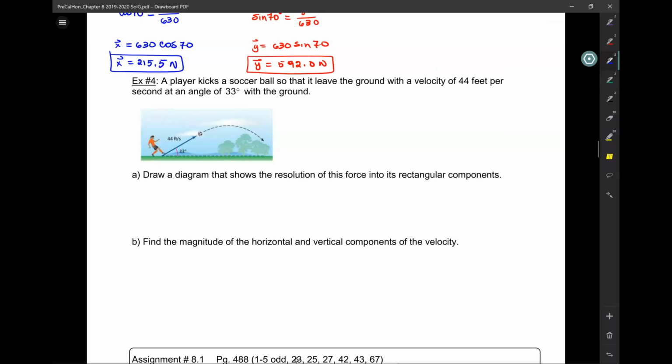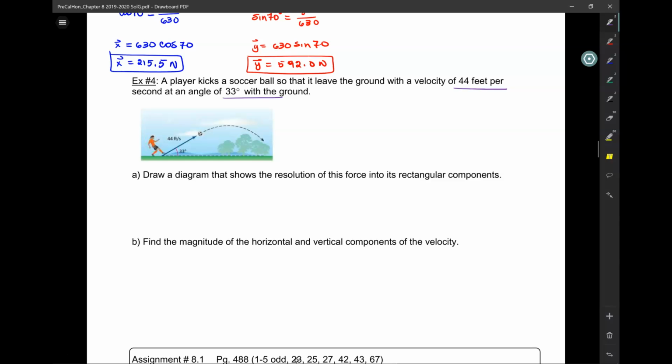A player kicks a soccer ball so that it leaves the ground with a velocity of 44 feet per second at an angle of 33 degrees with the ground. All right. So he kicks this ball, right? When he kicks it like that, what happens to the ball? Not only does it have an elevation now, not only does it go above the ground, it also goes quite a ways across the field, right? So when he kicks it, he gives it a vertical velocity, which makes it go up, and he gives it a horizontal velocity, which makes it go forward.